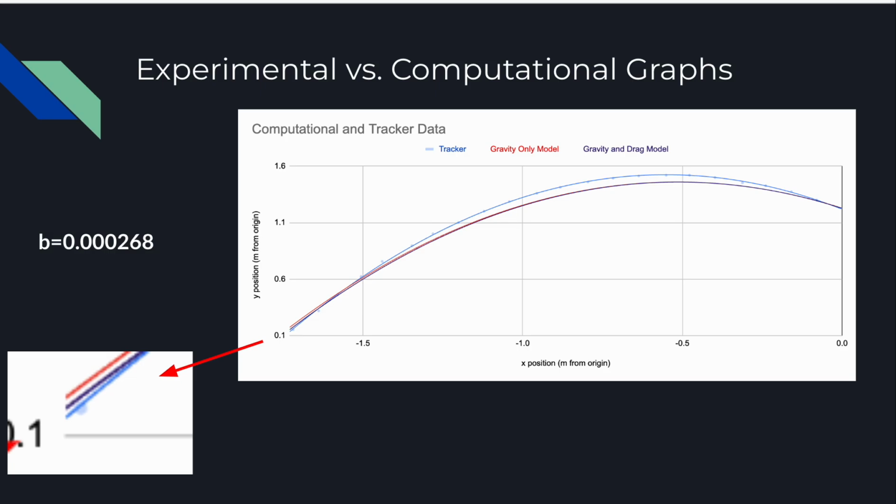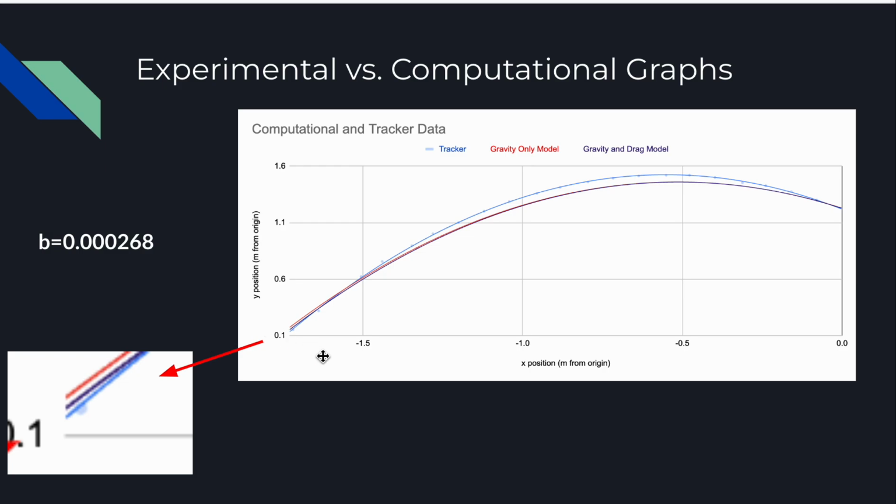And then when I graphed everything, this is what I got. So as you can see, my computational models were really close to my experimental model, which is really nice. The red model is the gravity only model, and then the blue is the Tracker. So there is a little bit of space between them, especially at the end.